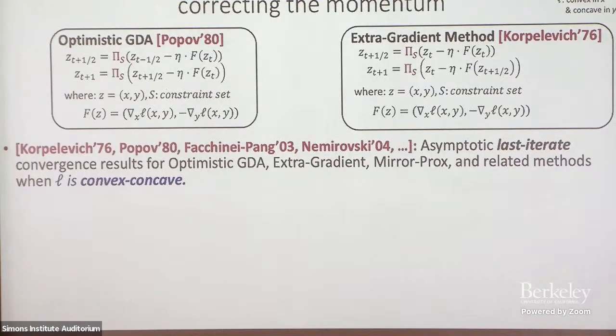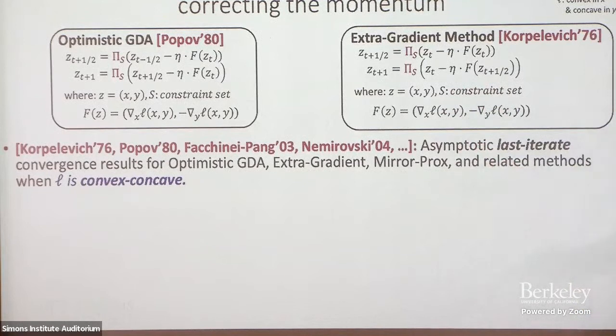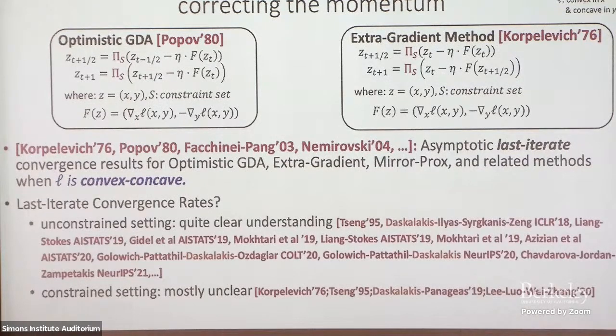So, okay, classical work establishes average convergence rates for these methods and other related methods, and asymptotic convergence results without rates, or with not effective rates. In the case, again, that my function is convex-concave, what do I know about rates? There's been an explosion of recent work trying to figure out the rates of last iterate convergence. Most of that work has studied the unconstrained setting. So we understand very well the rates for the unconstrained setting.